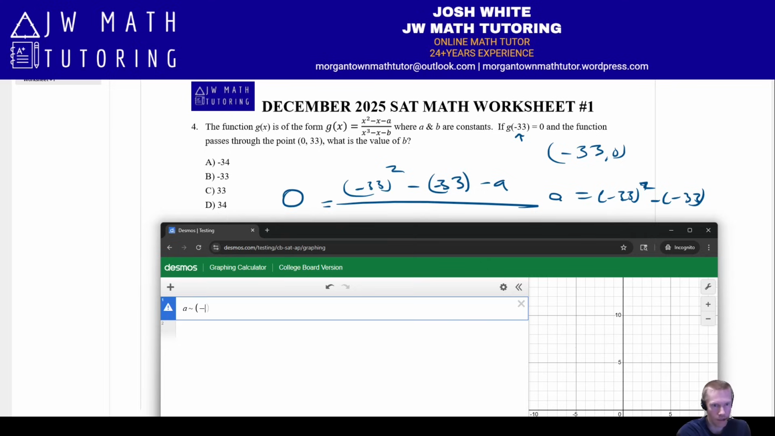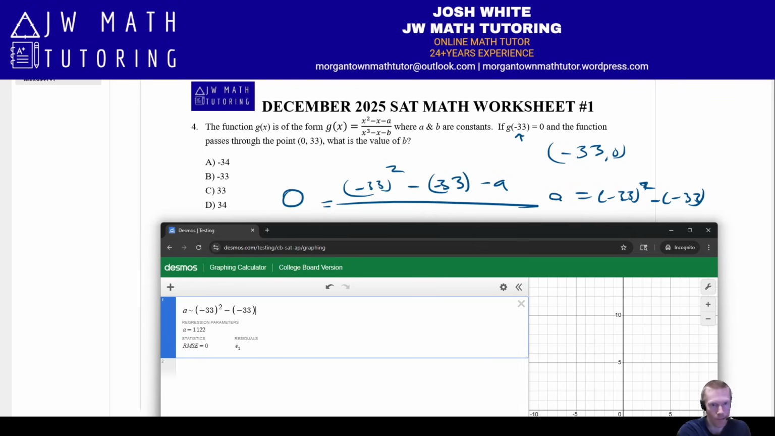Negative 33 squared minus negative 33. Okay, so it is 1122. Now, to solve for b, we are going to use the second point.